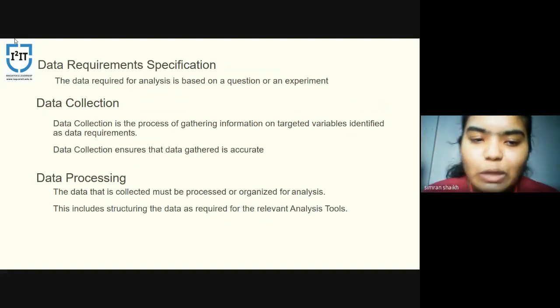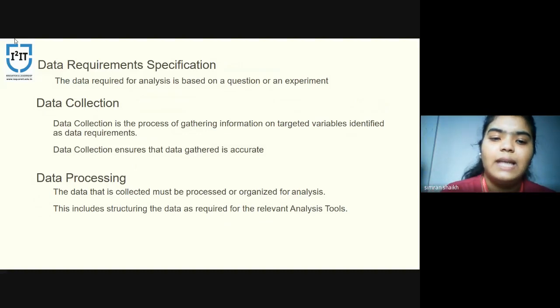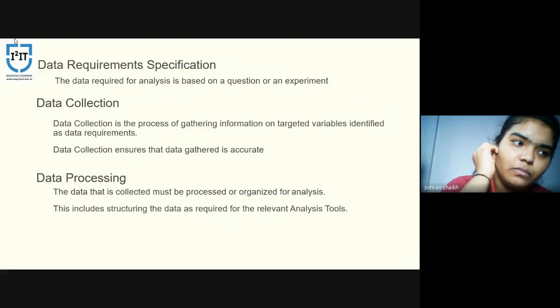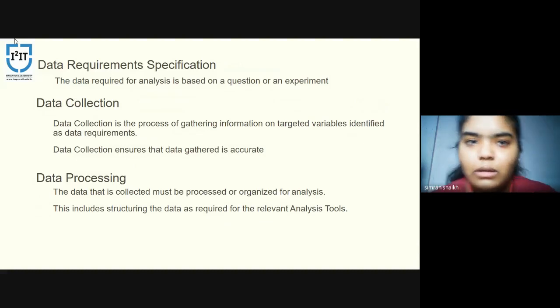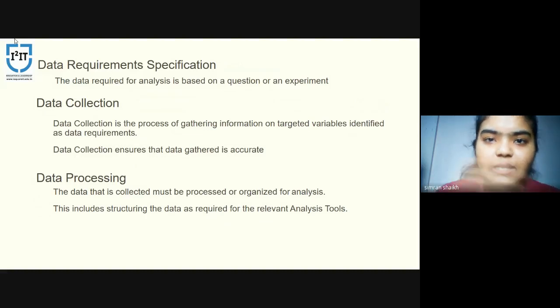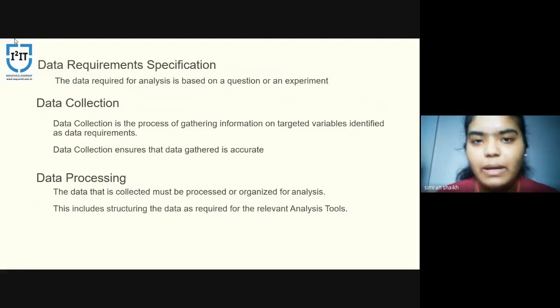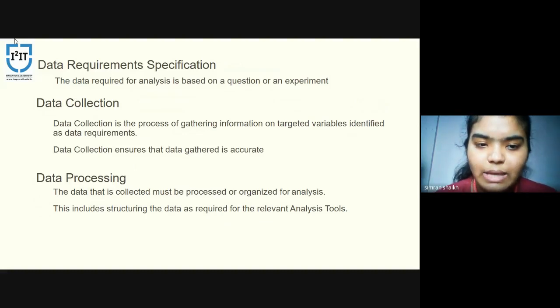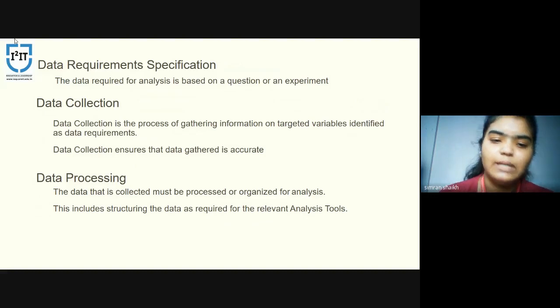Now, what is data processing? The data that is collected must be processed or organized in an analytical way. Before learning anything, you need to organize things. Like you cannot learn the previous term and just keep it back. You need to understand some terms before that. All right. So in the same way, data should be organized and processed for analysis. So it includes structuring the data as required.